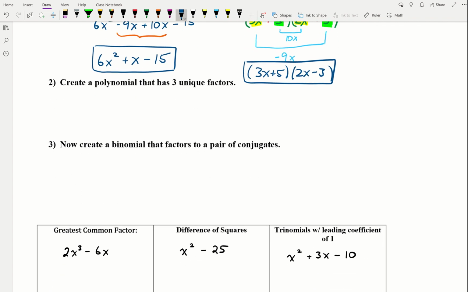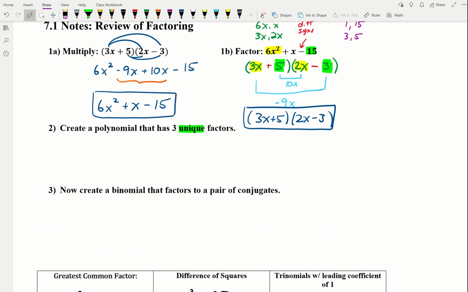All right, number 2. It wants you to create a polynomial that has 3 unique factors. Now, you can pause this and try it on your own. But when I'm looking at this, 3 unique factors really means there are 3 different factors. I could try to come up with polynomials and then factor them to see if they do in fact have 3 unique factors. But honestly, that's not going to be a very effective approach, because if we know that factors are unique, we can start with the factors and then multiply them like we did in 1a to come up with the polynomial.